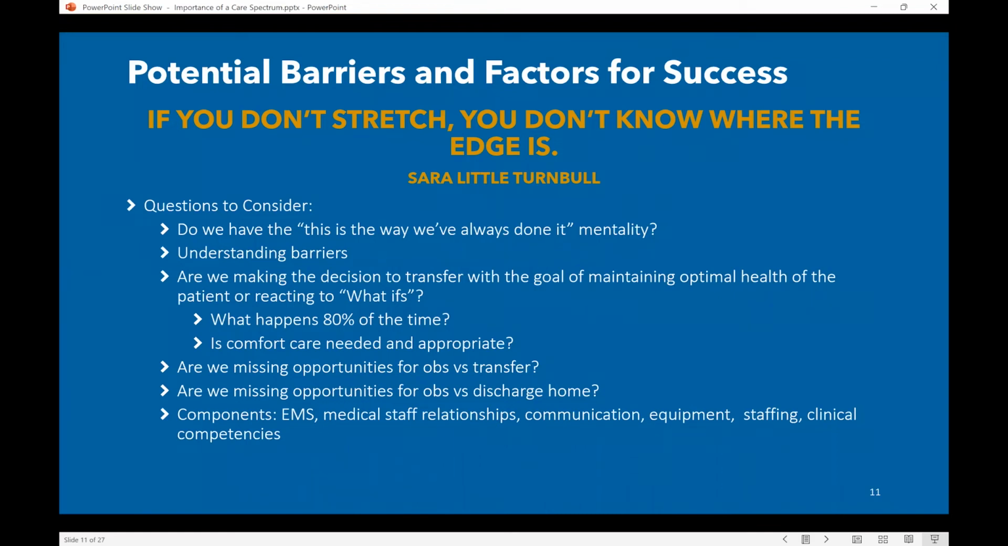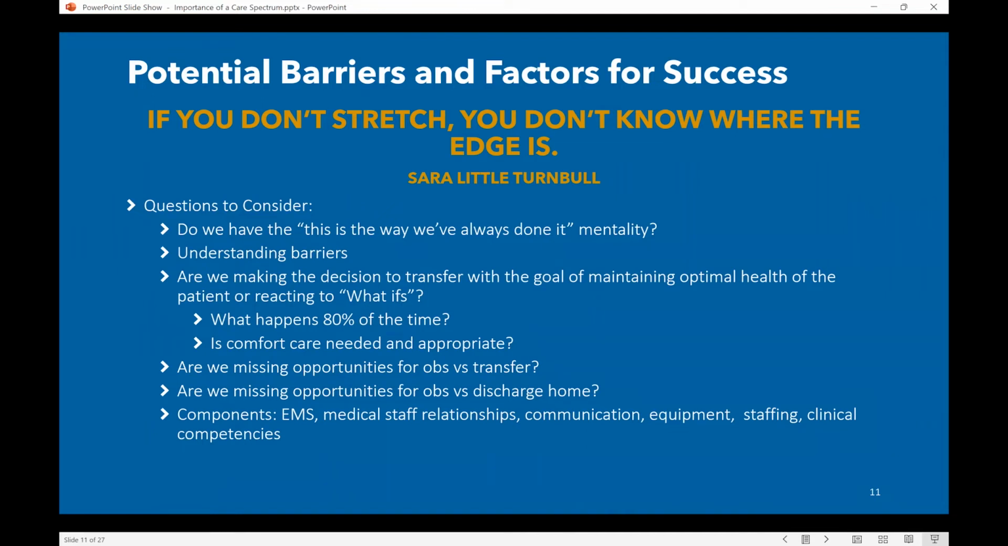So one of the questions that you have to ask yourself is, is this the way we've always done it? Do we have that mentality? If that's the case, then we need to start looking, as everybody says, outside the box. We need to understand our barriers. Are we making the decision to transfer with the goal of maintaining optimal health of the patient, or are we reacting to it? Do we hear the what ifs a lot in our organization?